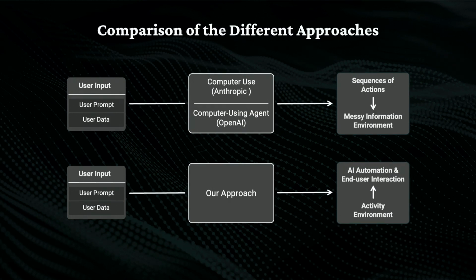And at the end, you have this really messy information environment where you don't know where your activity really is. Whereas our approach is trying to generate the activity environment using these underlying activity specifications. And the AI can automate things on top of this environment, and the user can engage with the environment directly to achieve their information needs.